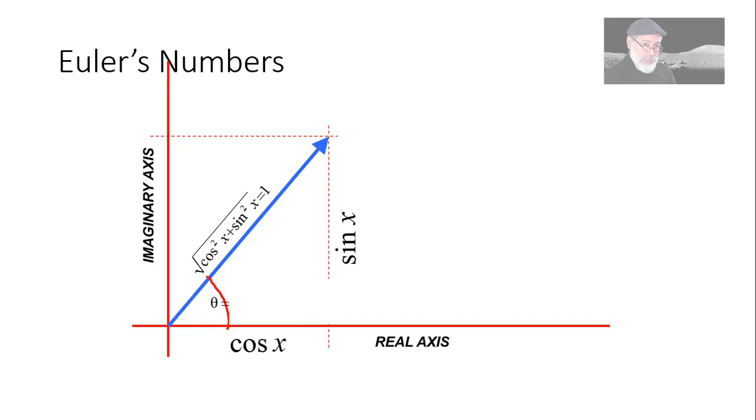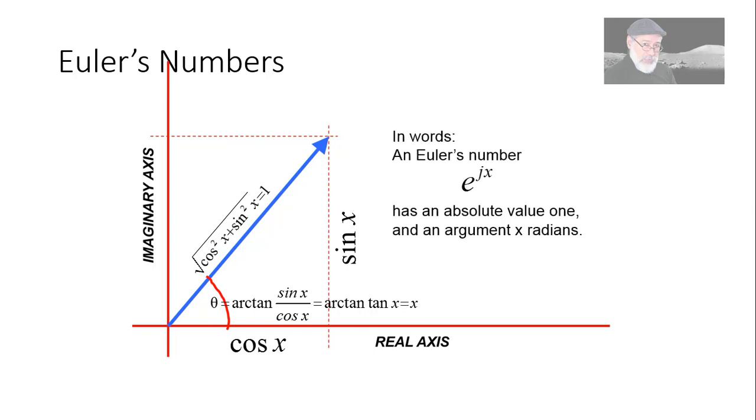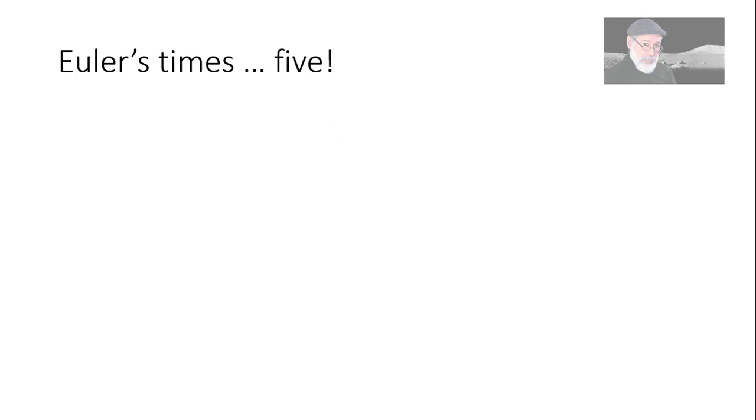What about the argument? That angle, theta? Well, remember SOHCAHTOA. The tangent of that angle is sine x divided by cosine x. But you also remember that sine divided by cosine, that is tangent. Absolutely. So theta is the arc whose tangent is the tangent of x. What a tongue twister. Well, that means that theta is x. In other words, an Euler's number, exponential of jx, has an absolute value of 1 and has an argument of x radians.